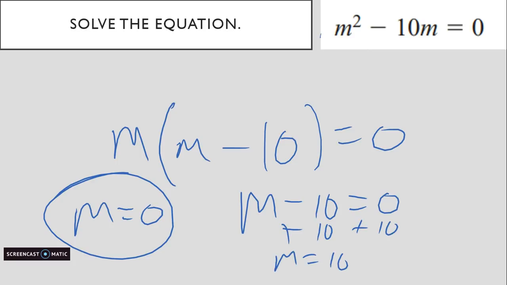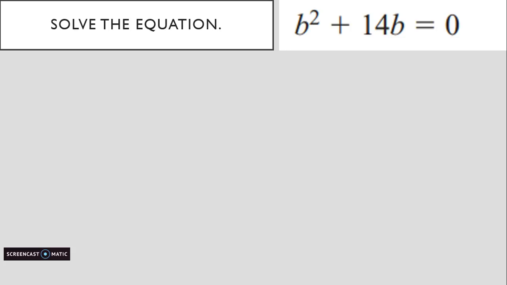m equals 10. Let's fast forward here. I think we're going to be okay.